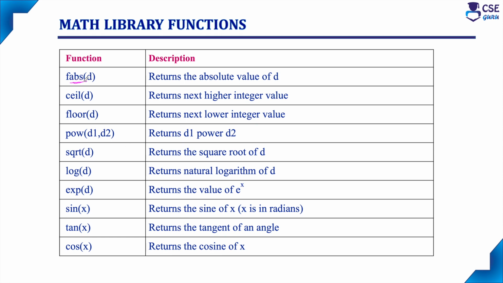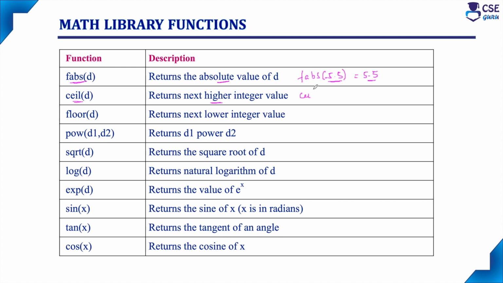fabs of D. fabs, in the sense, will return the absolute value of D. For example, fabs of 5.5 will return 5.5. Suppose you give a negative value, it will consider only 5.5, since it will take the absolute value. Next, ceil of D returns the next higher integer value.